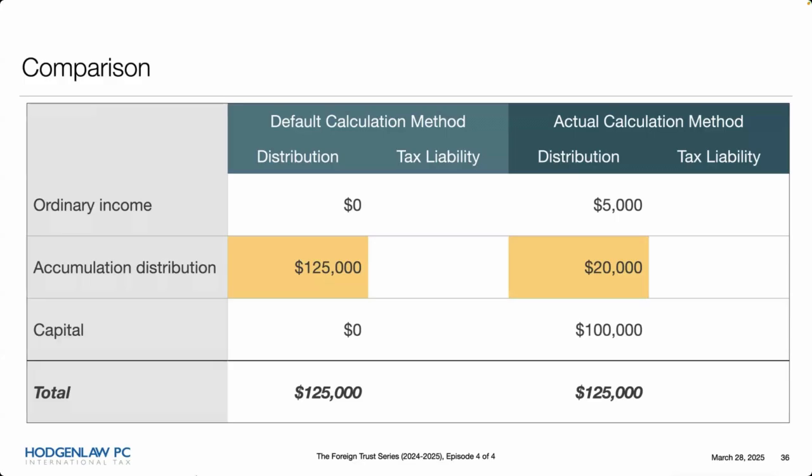So we end up with, here's the comparison. We have something obviously not fun going on. The accumulation distribution for the default calculation method is 125,000. And the actual calculation method has accumulation distribution of 20,000 and capital of 100 and ordinary income of 5. And so even eyeballing this and knowing almost nothing else, you know things are going to suck bad for the calculation of tax on the default calculation method.